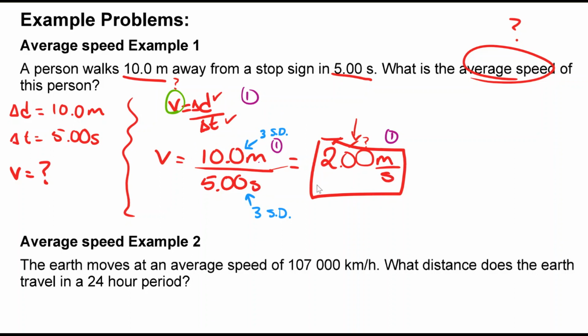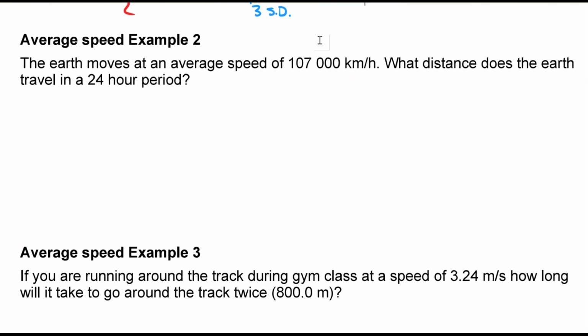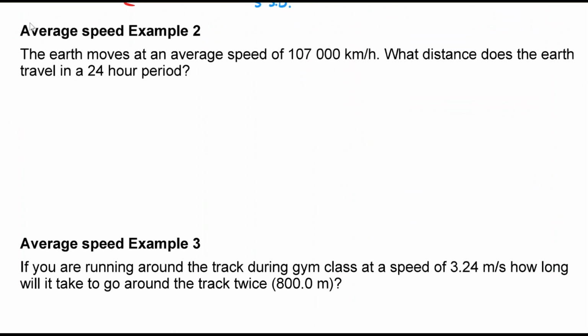So what does that mean? What does average speed mean? Well, that means on average, I was traveling 2 meters in every 1 second. So in the first second, I went 2 meters. In the next second, I went another 2 meters. In the next second, I went another 2 meters. And so on. That's what it means. Okay, I'll stop rambling and keep moving on here.